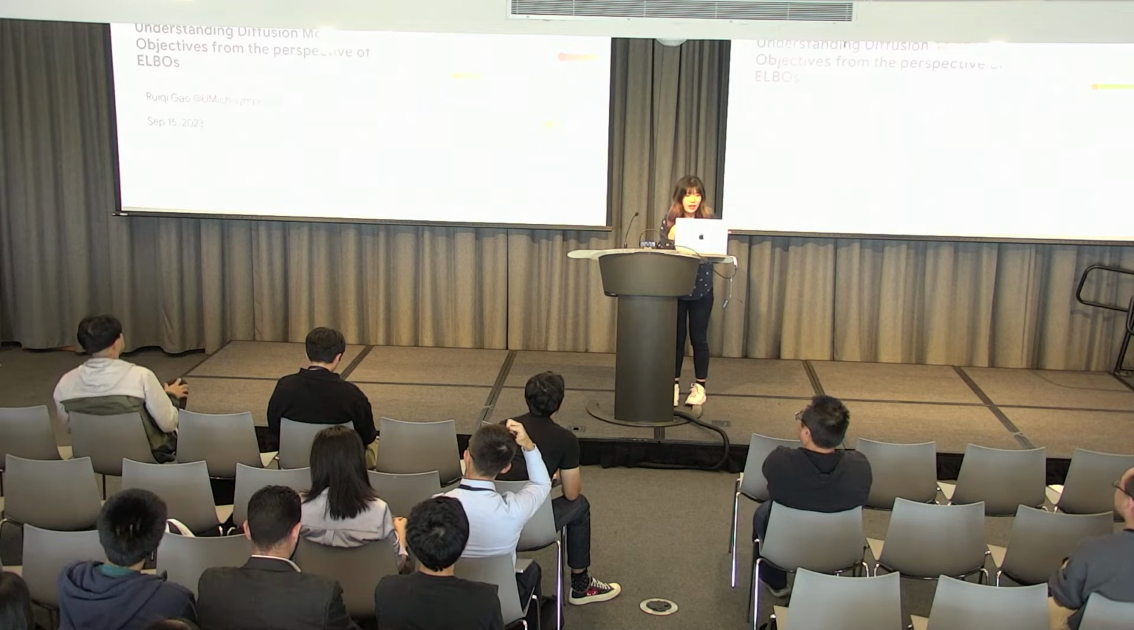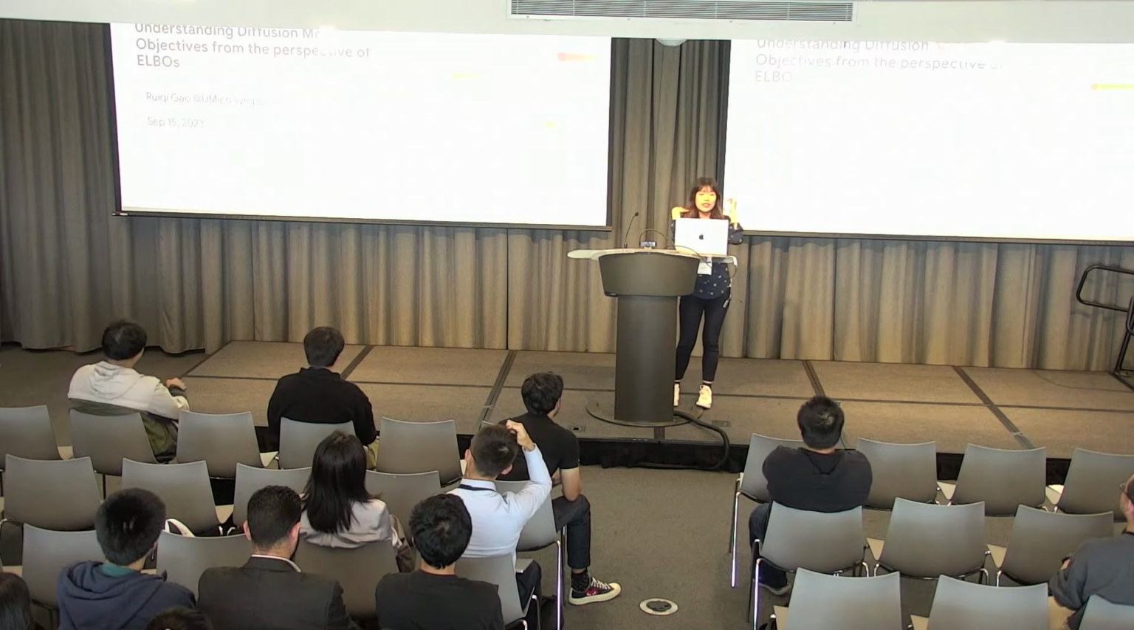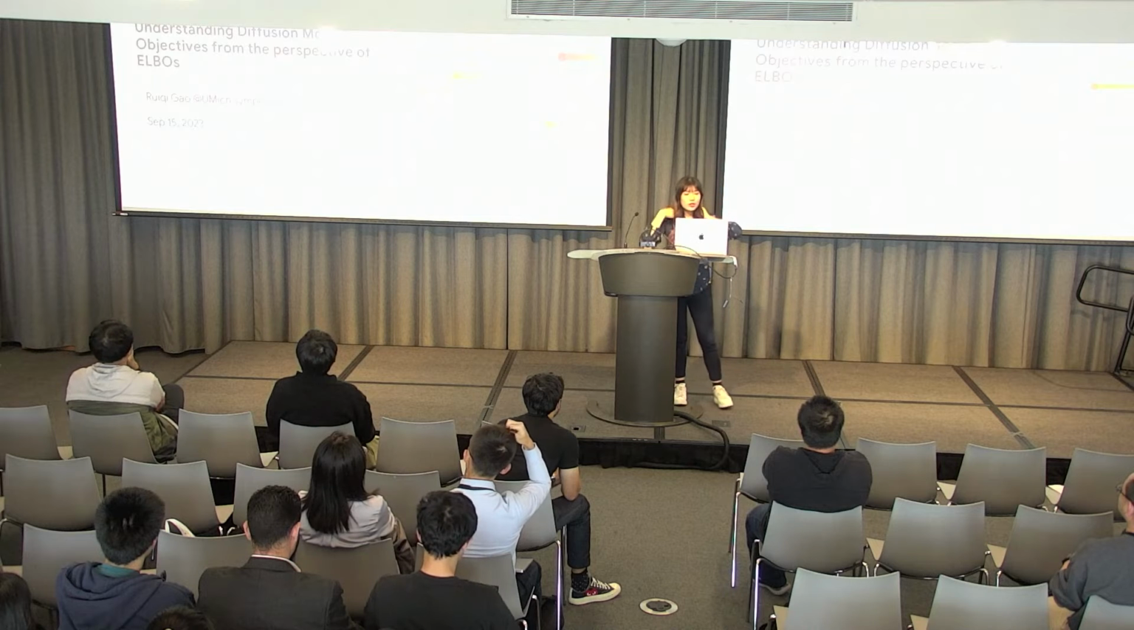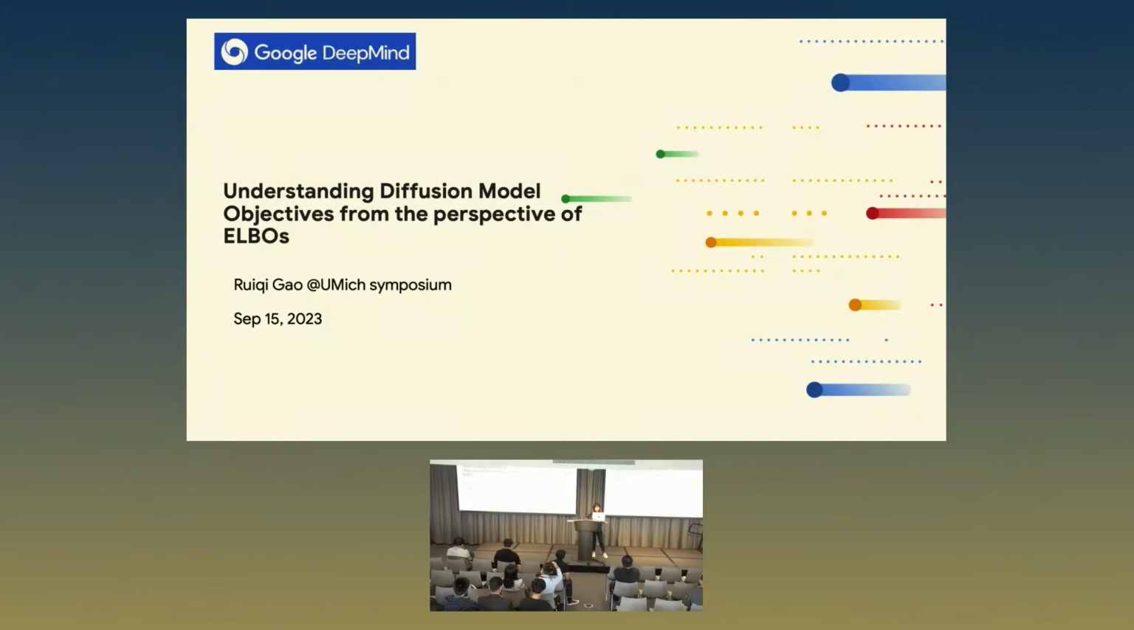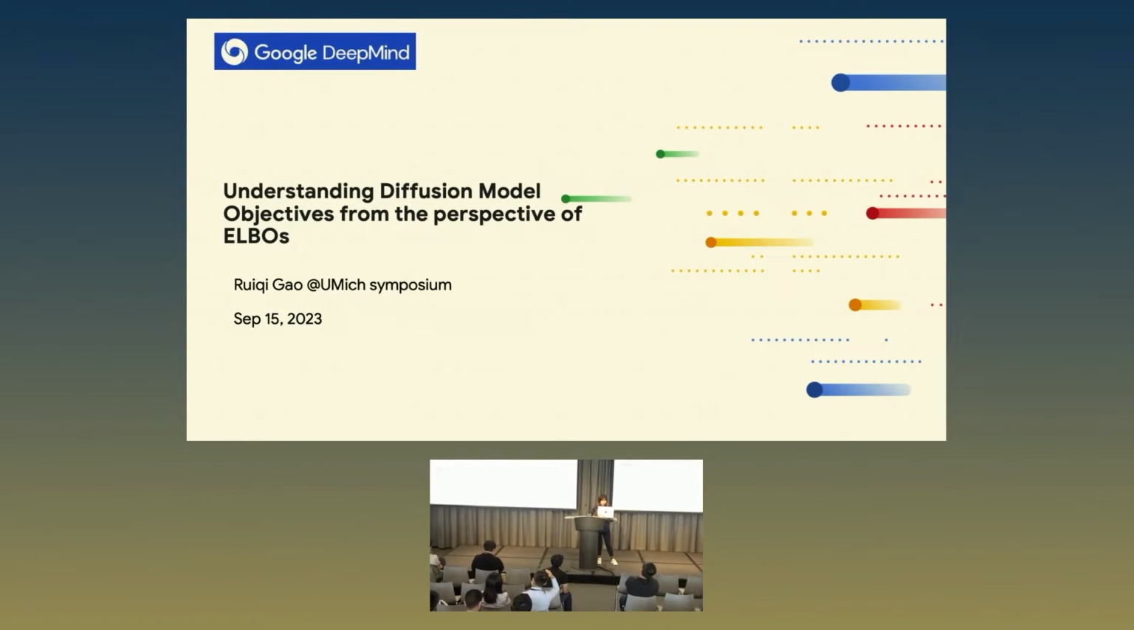I'm Ruiqi from Google DeepMind, so the legacy Google Brain team. Today I'm going to talk about understanding diffusion model objectives from the perspective of ELBOs.